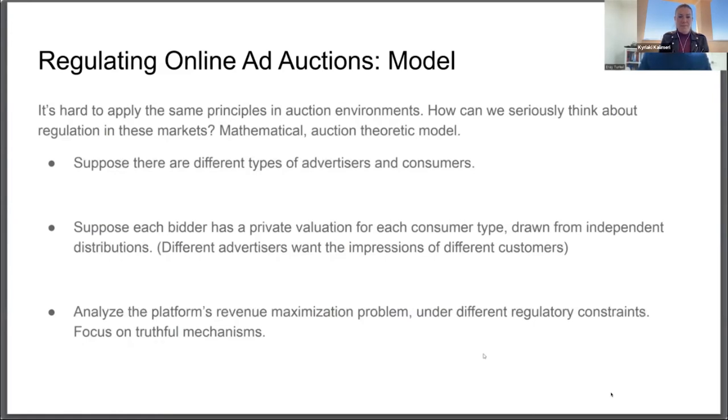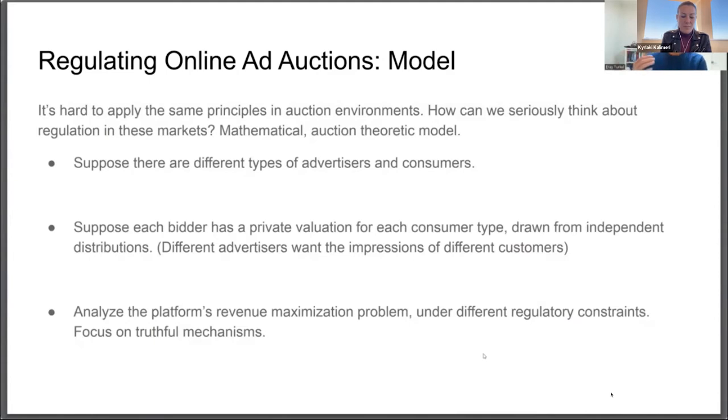In this paper, I'm taking a first stab at that through a formal mathematical auction theory model, which I will not go into the details of, but to give you a brief overview, in the auction model that I have, I suppose there are different types of advertisers and different types of consumers, including commercial advertisers and political advertisers. Each advertiser has a private valuation for each consumer type drawn from independent distributions. So different advertisers want the impressions of different kinds of customers, and they value different customers at different levels. And in this kind of world, I will analyze the platform's revenue maximization problem under different regulatory constraints.